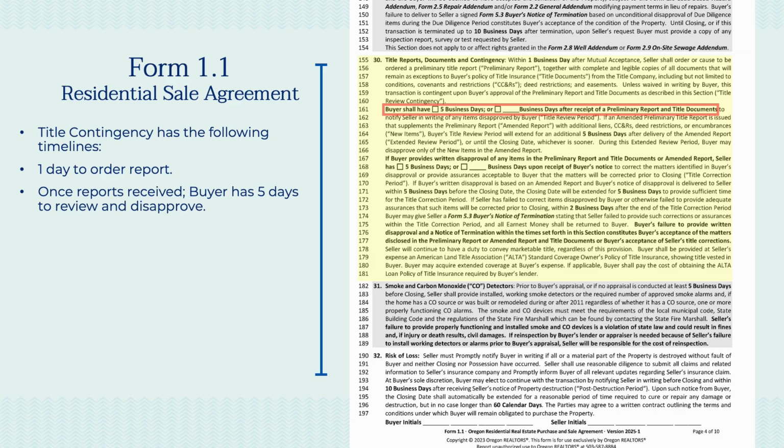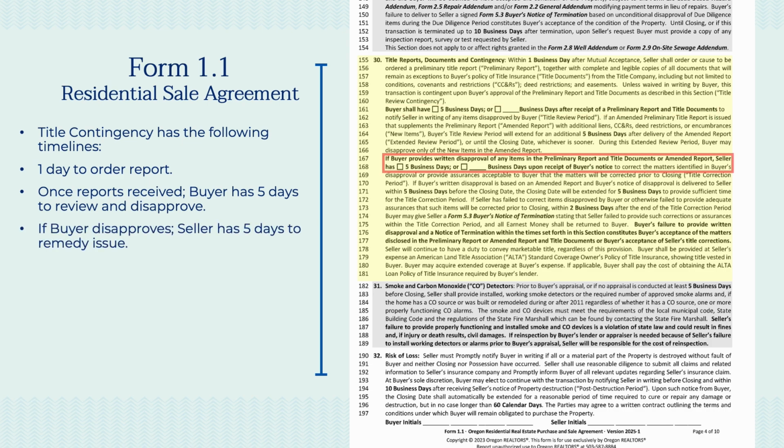It makes me uncomfortable and I don't know your neighbor. I want you to get rid of the neighbor's parking easement. If the buyer makes some statement at that point and they disapprove, they say, seller, I disapprove of this portion of the title report, the seller is given a time frame, 5 days, to remedy those items.